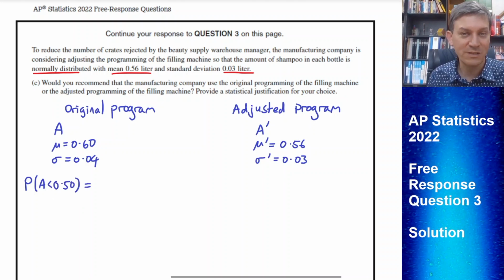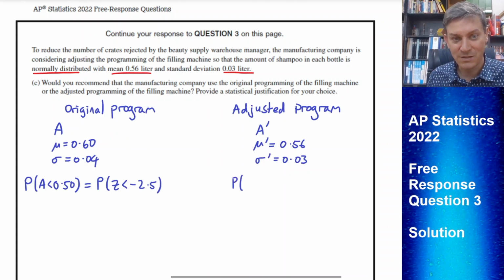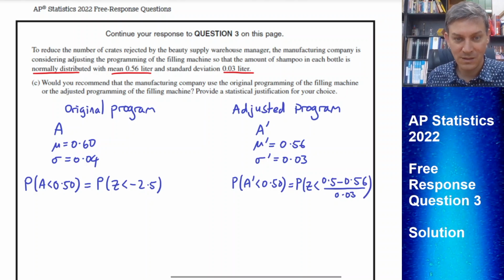Okay, so this one we've already done in part A, and it turns out, relating it to a standard normal, that z is less than minus 2.5. Okay, so now we need to do the same for the adjusted program. So we relate this to a standard normal: take the mean away from the value, divide by the standard deviation. That gives you minus 2. The probability that z is less than minus 2.